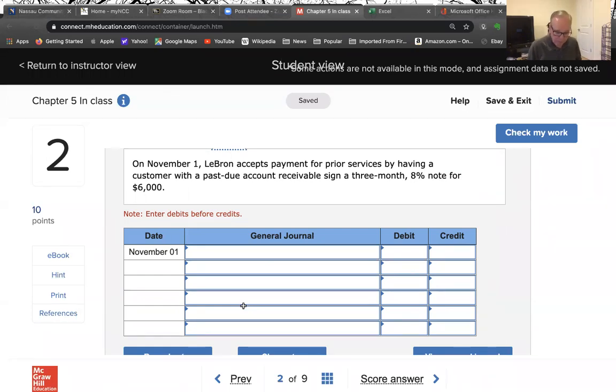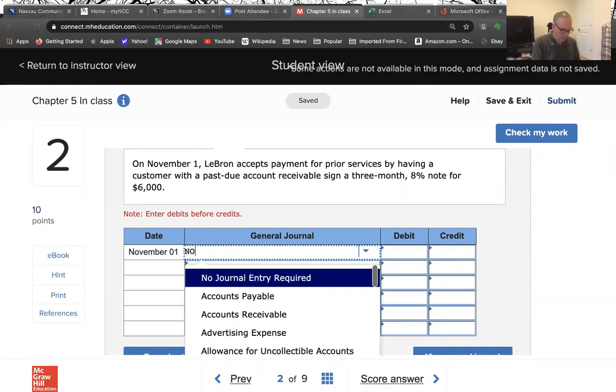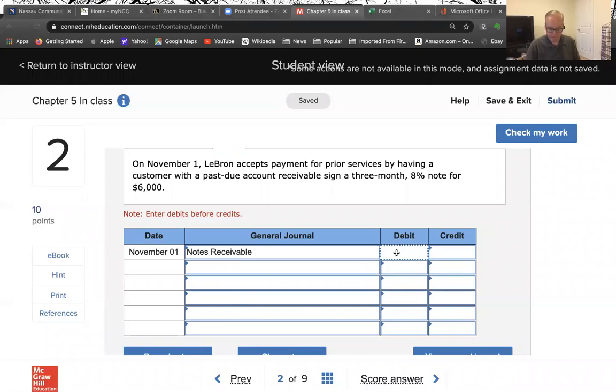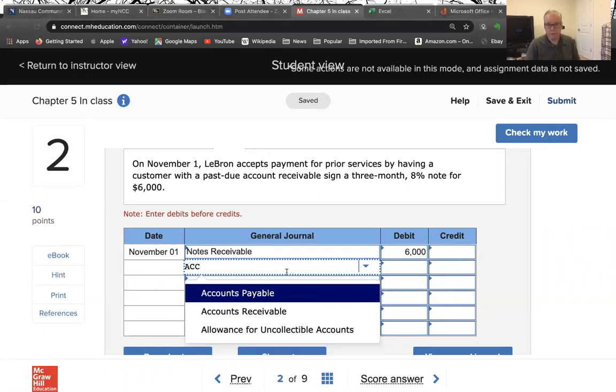Because accounts receivable is really just like a handshake, you know? I have something you want, and we just agree to do business. And we might have letters and things that go back and forth, but it's not really a formal contract, right? So now what we're saying is, well, the customer can't pay me. That's bad enough. But now if there's any other promises that are made, I want them in writing. Debit notes receivable. Credit accounts receivable.